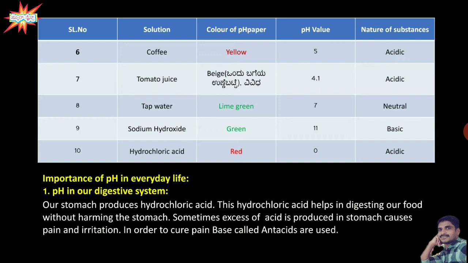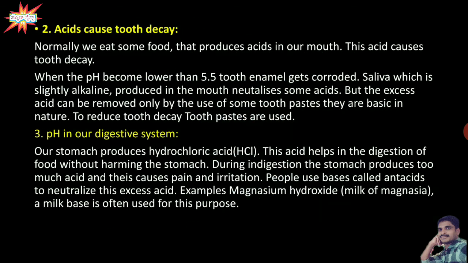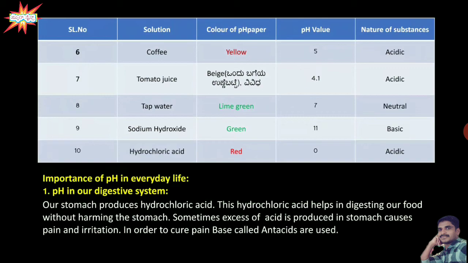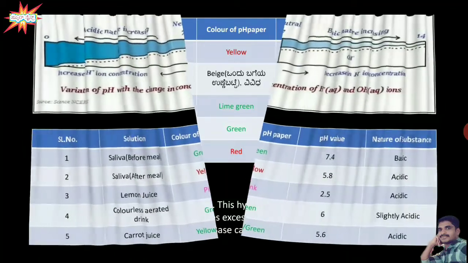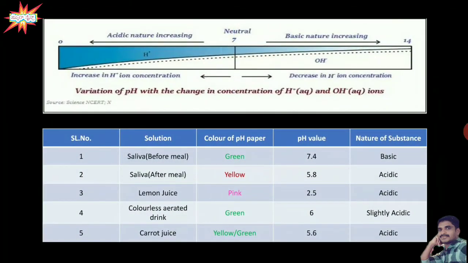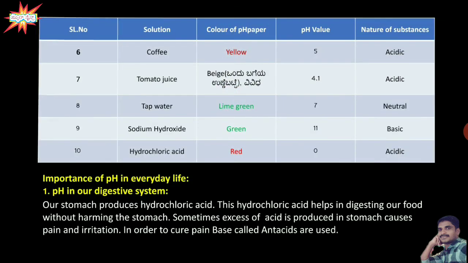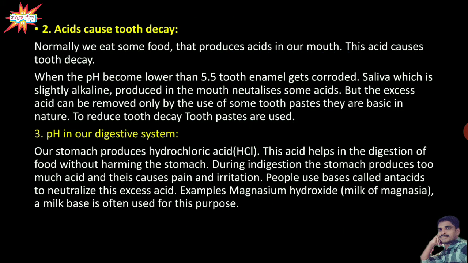Second one, acids cause tooth decay. Normally when we eat some food, it produces acids in our mouth. This acid causes tooth decay. As we saw earlier, saliva before the meal is 7.4, saliva after the meal is 5.8. Look at the point: when the pH becomes lower than 5.5, tooth enamel gets corroded, because the more the acidity, the more the corrosion.